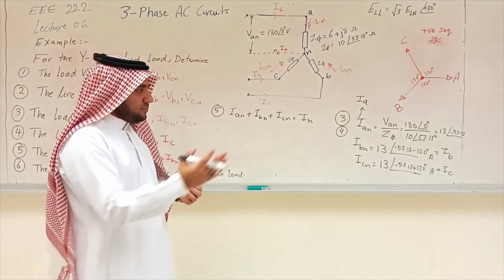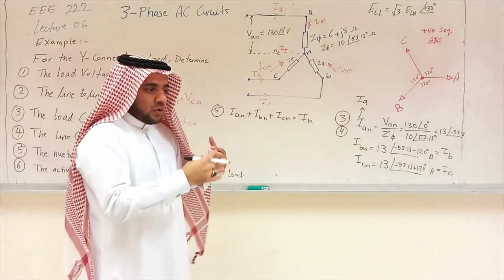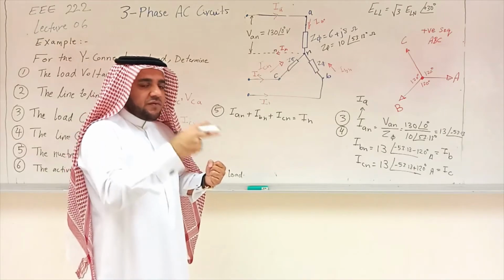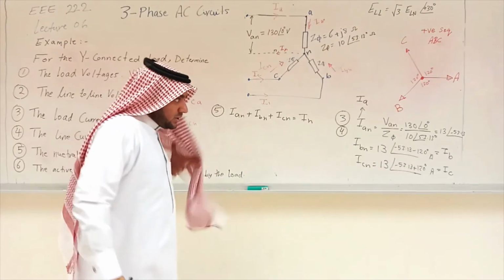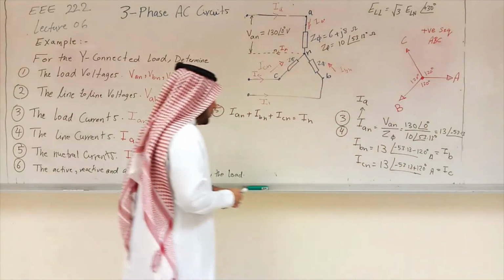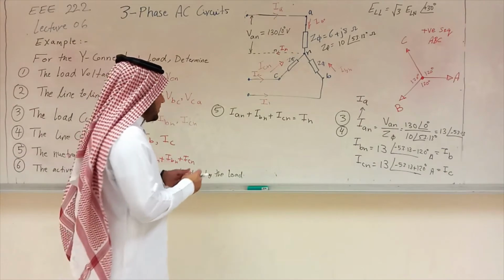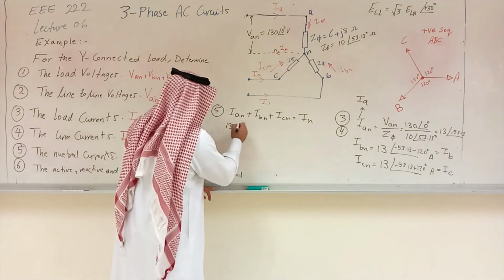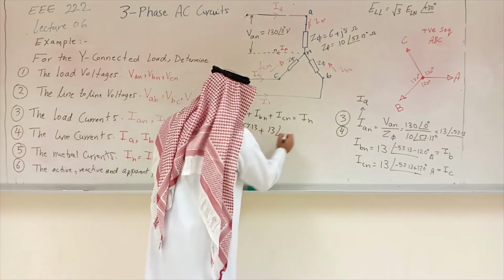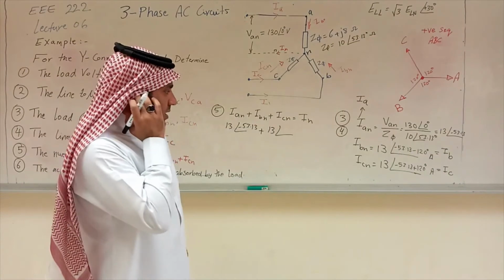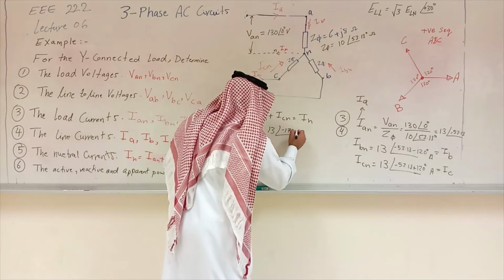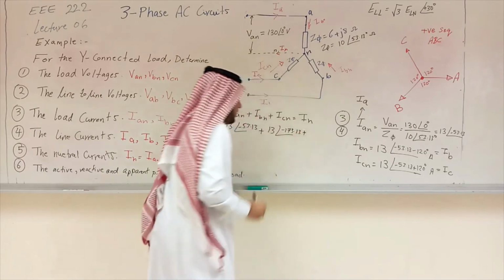As I advised you before in the previous classes, we always try to get the results in both forms, rectangular and polar, so that whenever you need any one of them, you can use it directly. So if you convert these three from polar to rectangular, let me put them first in polar. IAN is 13 at minus 53.13. IBN is 13 and the angle is minus 53 minus 120, so this is going to be minus 173.13. Plus, what about ICN?